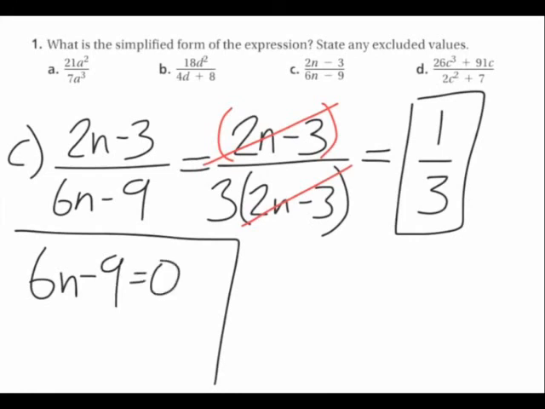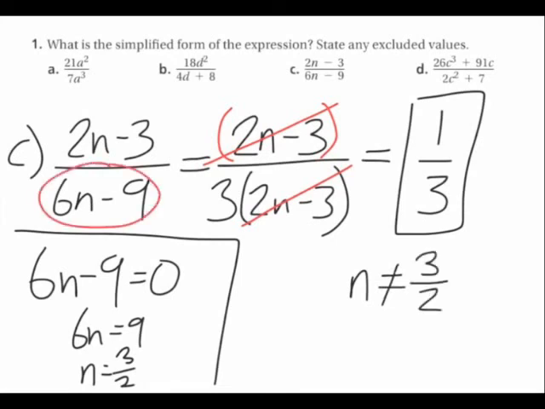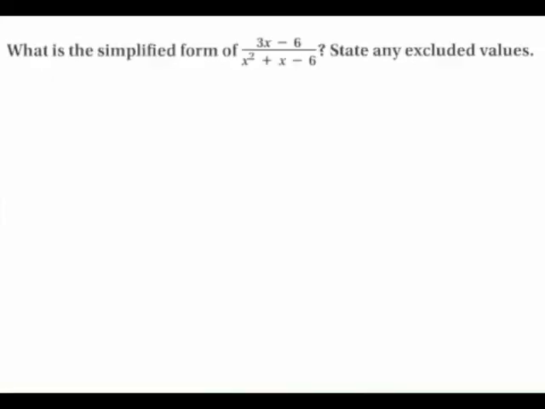Well, let's see here. 6n would have to be equal to 9, which means n equals 9 divided by 6, which is 3 divided by 2, right? So it looks like an excluded value is that n cannot be 3 over 2, because that would make the denominator equal to 0. All right, let's take a look at this example.